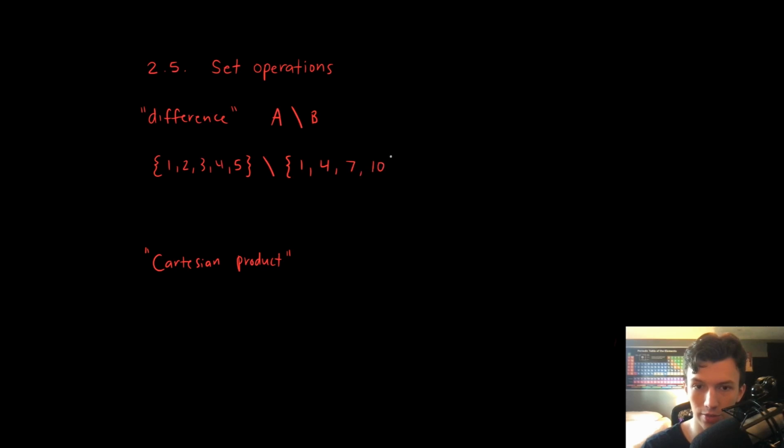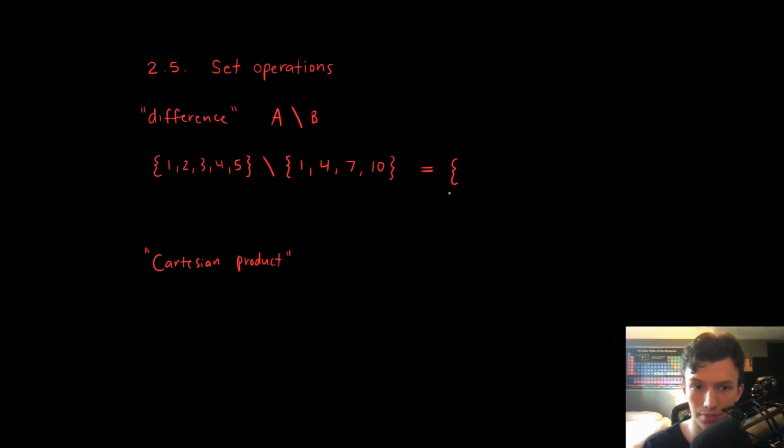Okay. So with the difference, if you have two different sets, let's say numbers going up to 5, and then we take a few of these elements, and even elements that aren't in the set. So let's say 1, 4, 7, 10, or something, right? Like that. So you just have two different sets. And this is equal to all the elements that were in the first set that aren't in the second set.